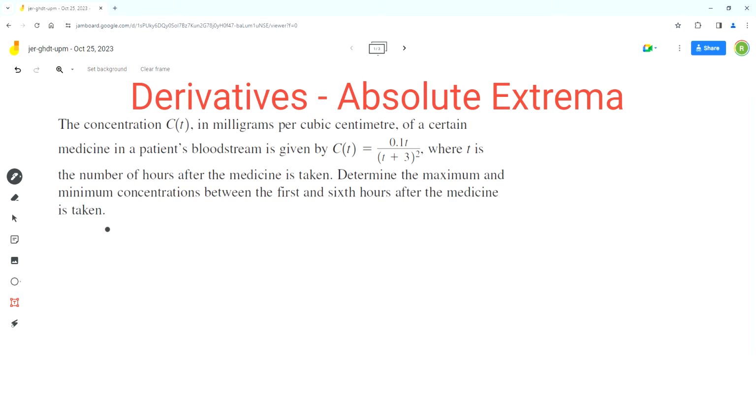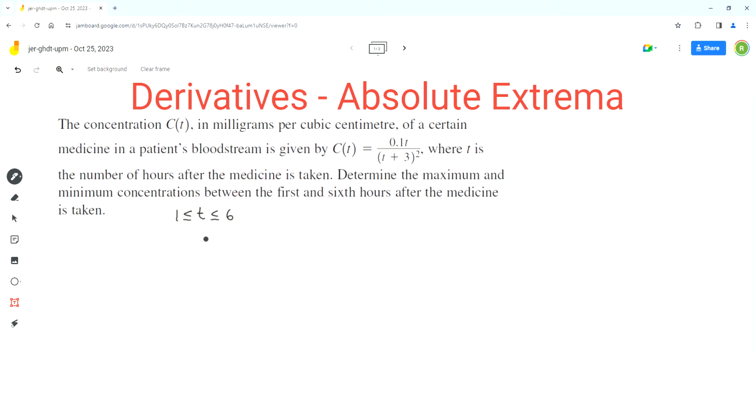And we have to determine the maximum and minimum concentrations between the first and sixth hours after the medicine is taken. Now the first step here is to write the domain or the interval for the independent variable based on the situation described in the problem. As per the problem, we have to find the maximum and minimum concentration between the first and sixth hours. So that means the interval for t is greater than or equal to 1 and less than or equal to 6.